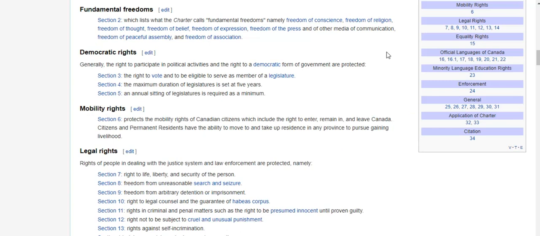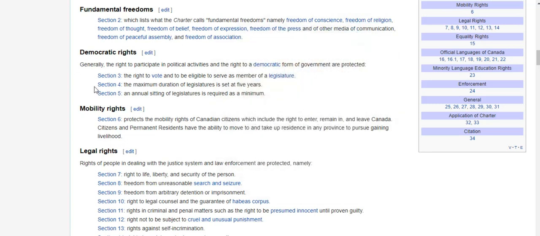Fundamental freedoms. Section 2, which lists what the Charter calls fundamental freedoms, namely freedom of conscience, freedom of religion, freedom of thought, freedom of belief, freedom of expression, freedom of the press and of other media of communication, freedom of peaceful assembly, and freedom of association.